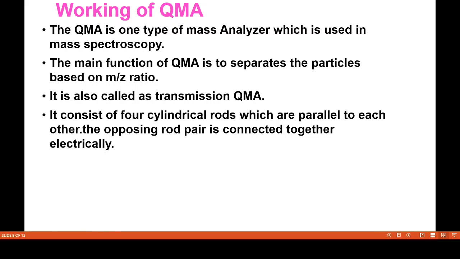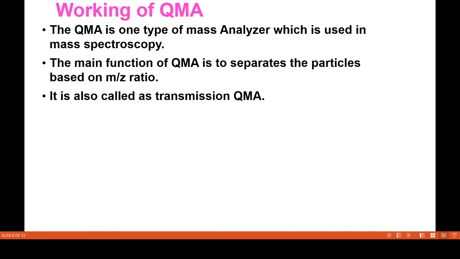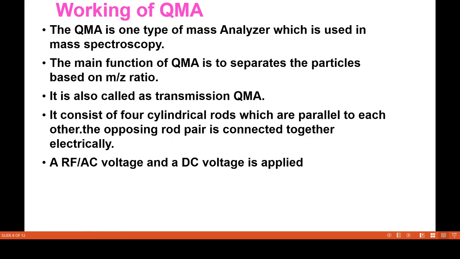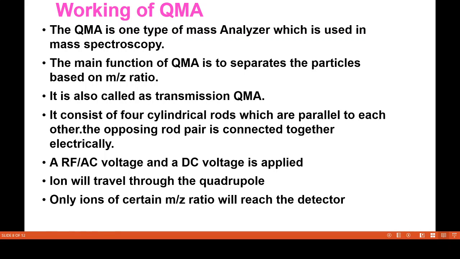We have seen in the previous slide that the opposing rod pairs are connected together electrically. An RF or AC voltage and a DC voltage is applied between the cylindrical rods. Ions will travel through the quadrupole.